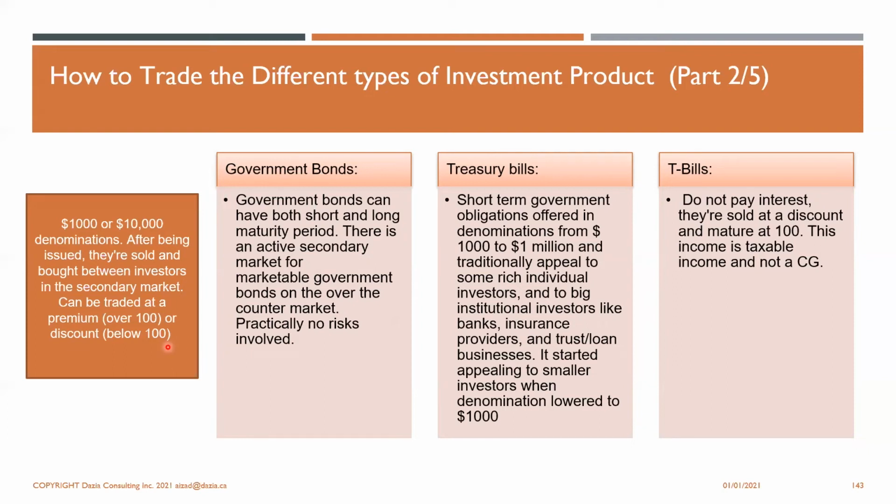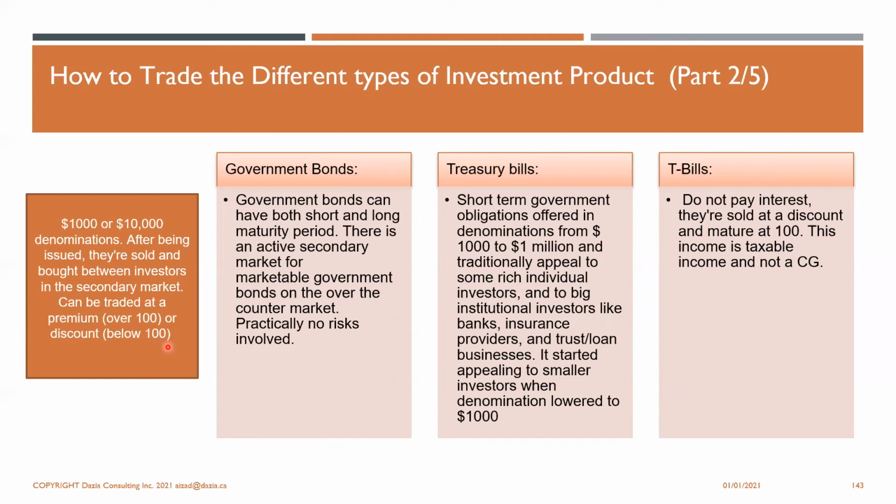So as we mentioned, there are government bonds which are issued by the government of Canada and also at the provincial and municipal level. So they can have short-term or long-term maturity, and there's an active secondary market for the government bonds. There's practically no risk because governments are not expected to go bankrupt. An example of a government bond is a T-bill.